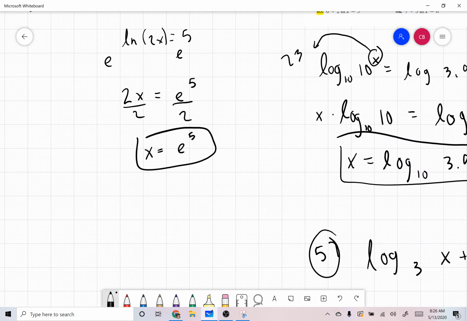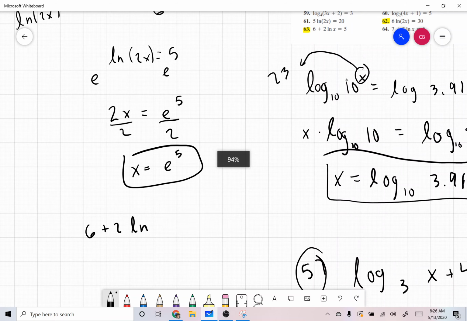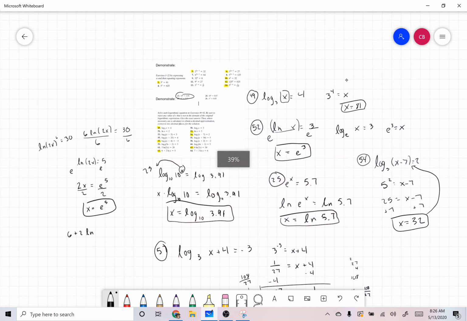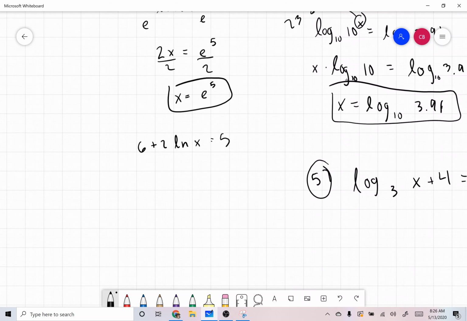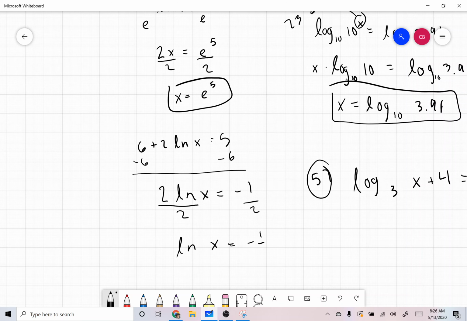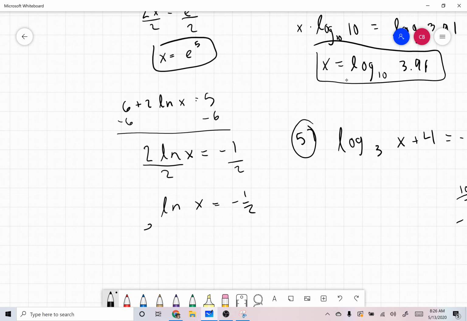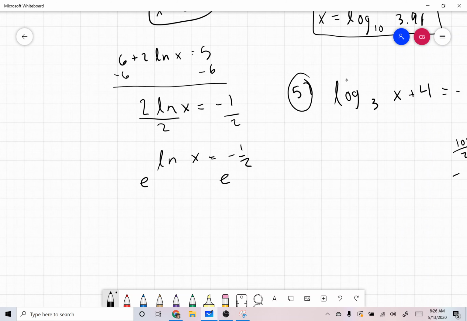And then last but not least, let's do 6 plus 2 ln x is equal to 5. We subtract 6. 2 ln x is equal to negative 1. We divide by 2. ln x is equal to negative 1/2. We do e. We have x is equal to e to the negative 1/2.